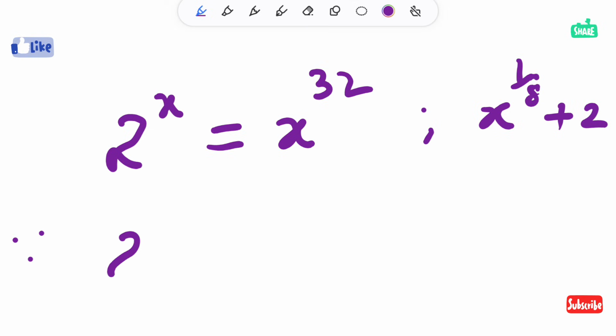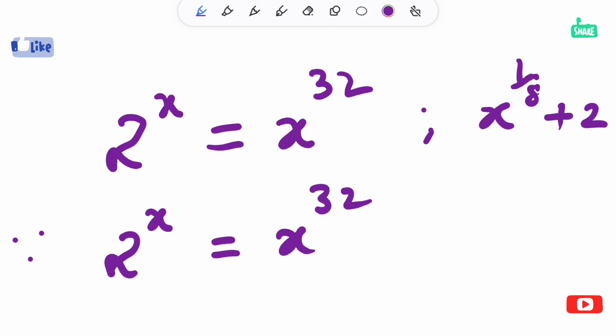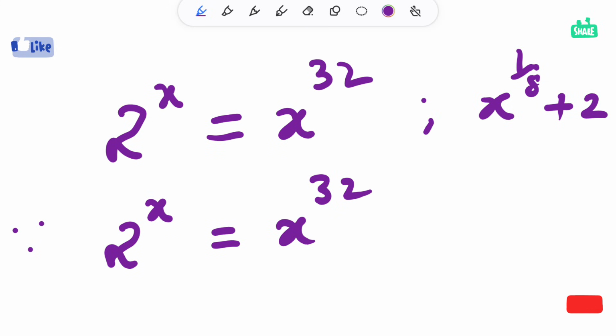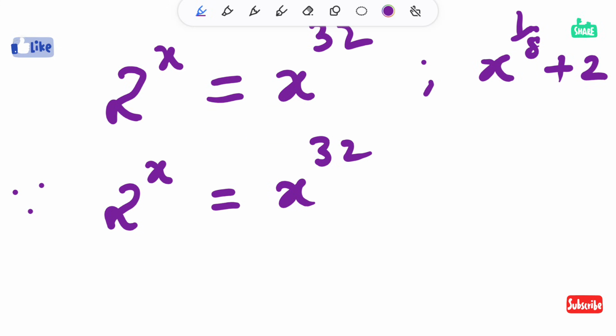What we have been given is 2 to the power x is equal to x to the power 32, isn't it? Now see, these types of questions can be solved by the method of homomorphism. Now what do we mean by homomorphism? Homomorphism means the appearance of the content of the left hand side must be equal to the appearance of the content of the right hand side. It can be understood just by watching the video, and you will be very clear about what I mean.